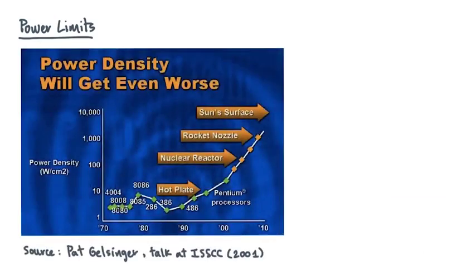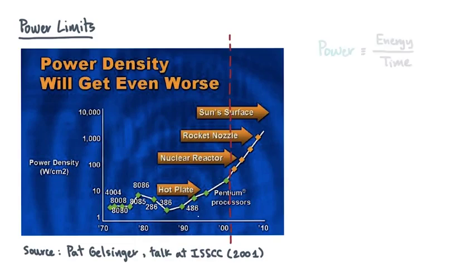This is a well-known chart created in 2001 by Pat Gelsinger, then at Intel. The chart tracked power per unit area, or power density, across several generations of Intel's microprocessors. It tracked these up until about 2001, the time of the talk, and then extrapolated into the future.